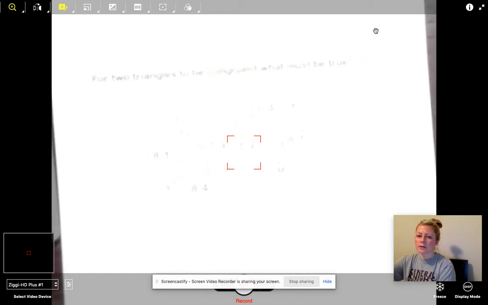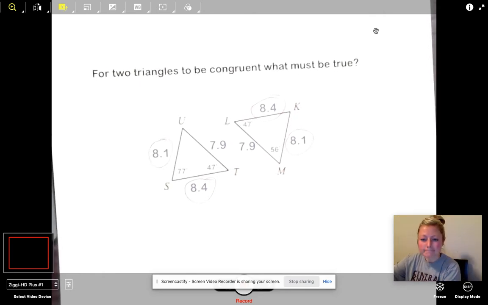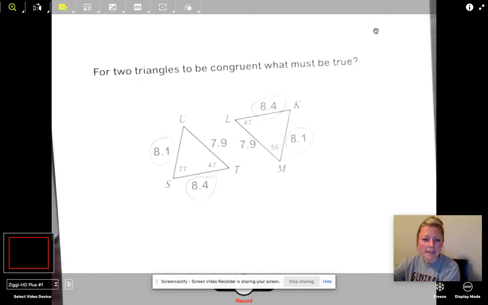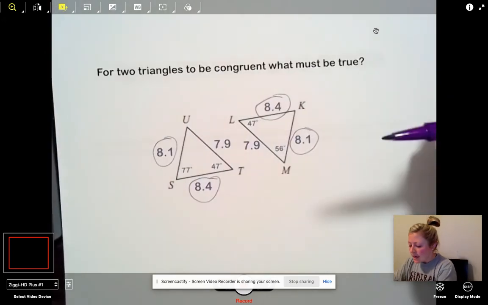And then we also notice, hold on, you guys, I just don't understand sometimes. Is that helping? It's just so light. Oh, there we go. All right.